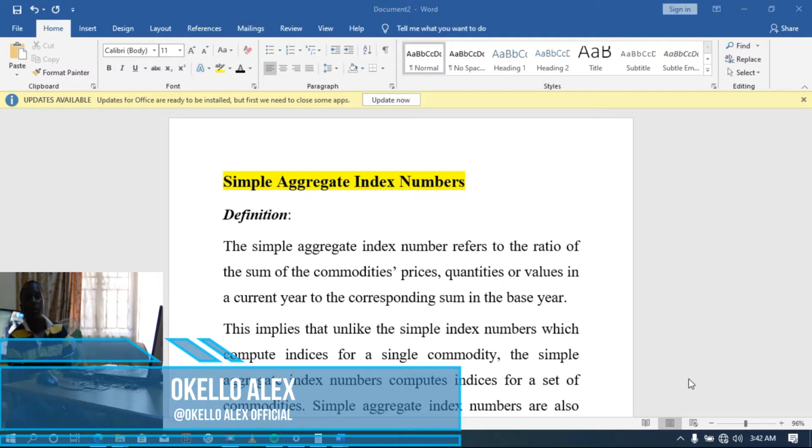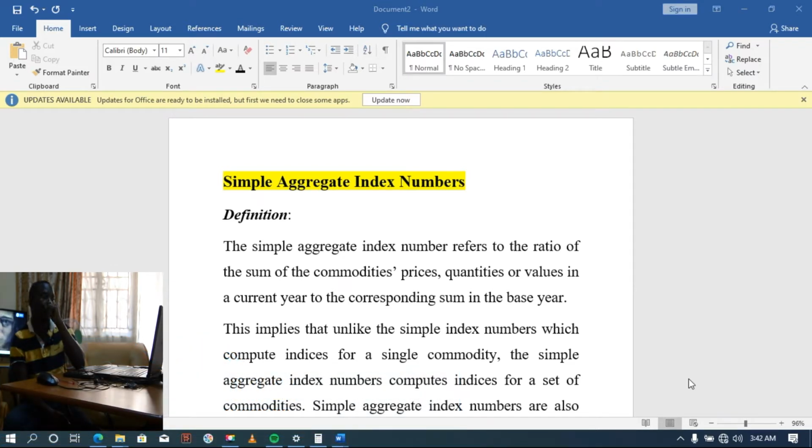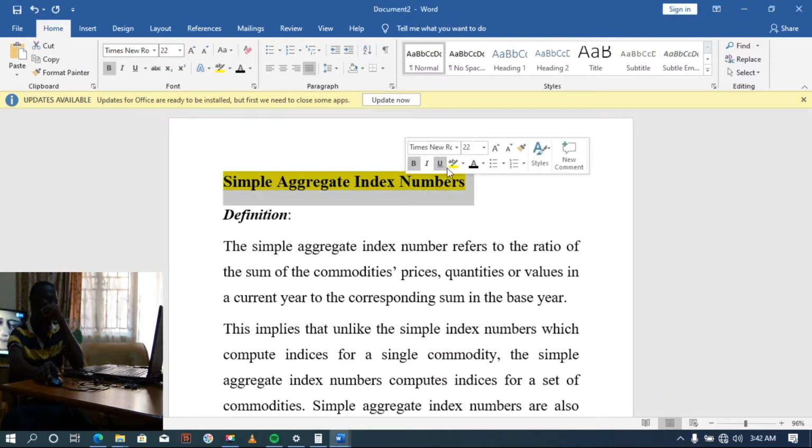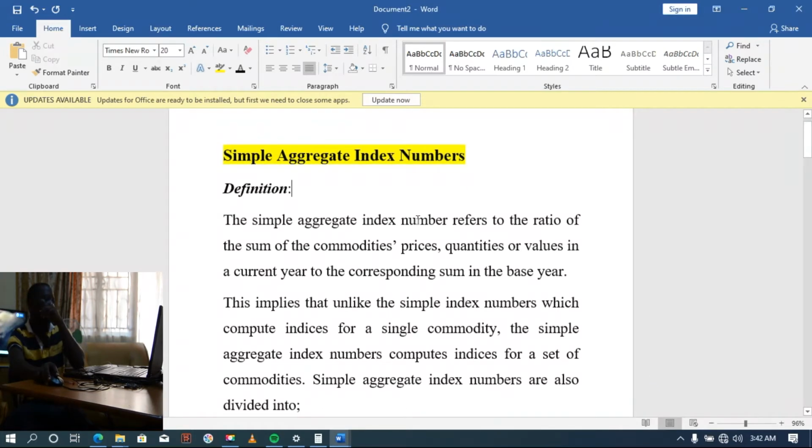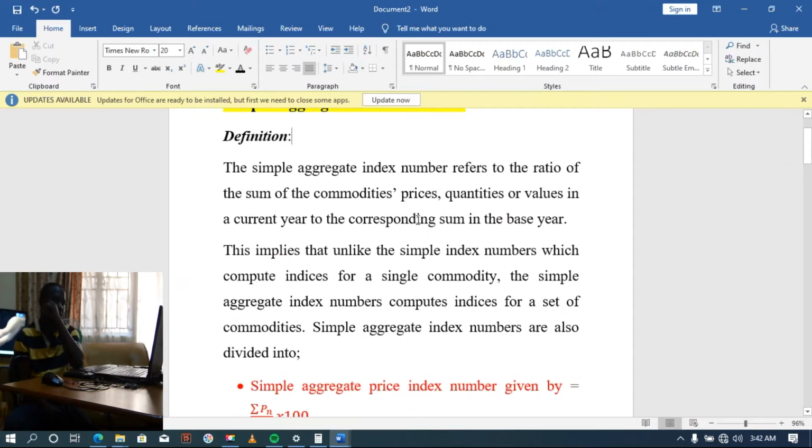Last time we looked at how to compute simple index numbers, that is basically indices concerning single commodities. Now I want to try and look at a group of commodities, and that is categorized under simple aggregate index numbers. So you find that the simple aggregate index numbers basically consider the sum of commodity prices, quantities, and values for a group of commodities, that is in the current year as well as the base year.